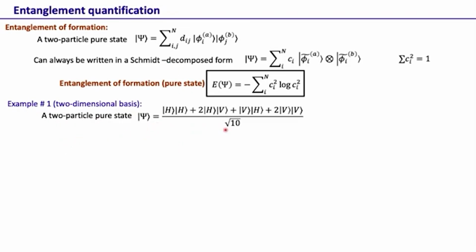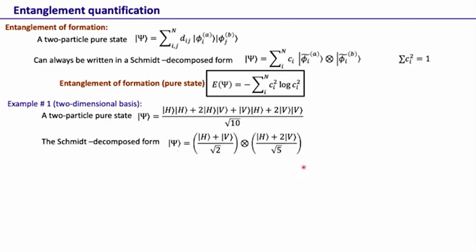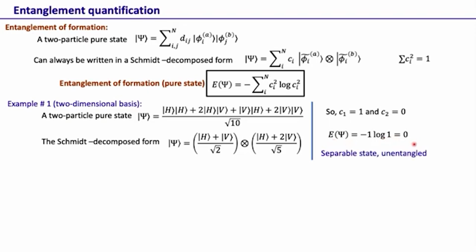Suppose we have a two particle state in the two dimensional space like this, HH, HV, VH, VV. This can actually be written like this. This can be verified. It's (H plus V) over root 2 tensor (H plus 2V) over root 5. Now this is just a single term. So in the Schmidt decomposed form, we find that this can be written as just a single term, with C1 equal to 1 and C2 equal to 0. So the entanglement of formation here is minus 1 log 1, which is 0. And this is what we would expect, because here we have been able to write this two particle pure state as a product state. So that's a separable state, and hence the entanglement is 0. So this is unentangled.